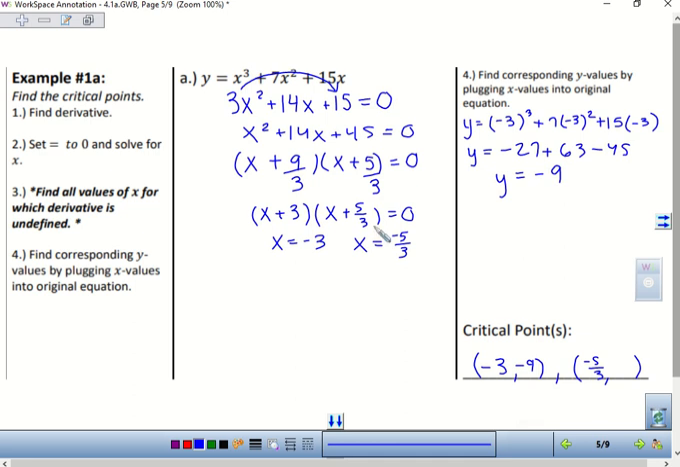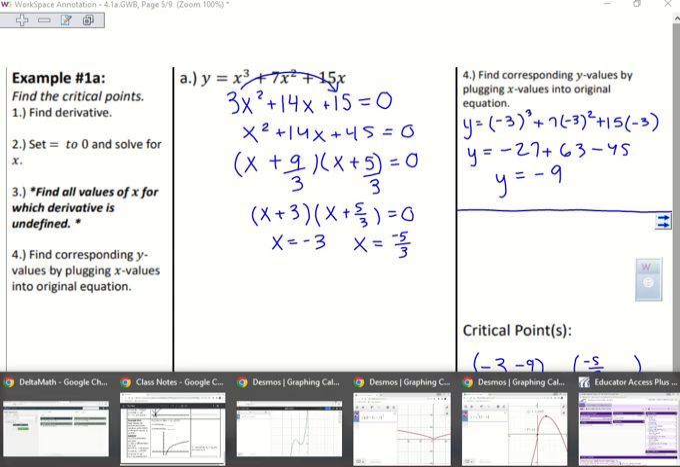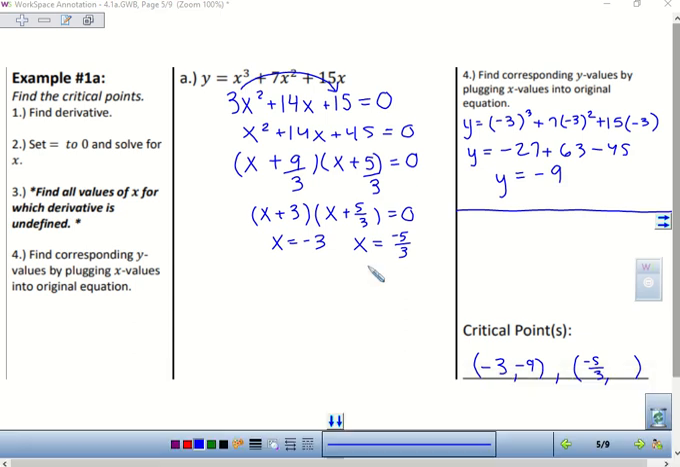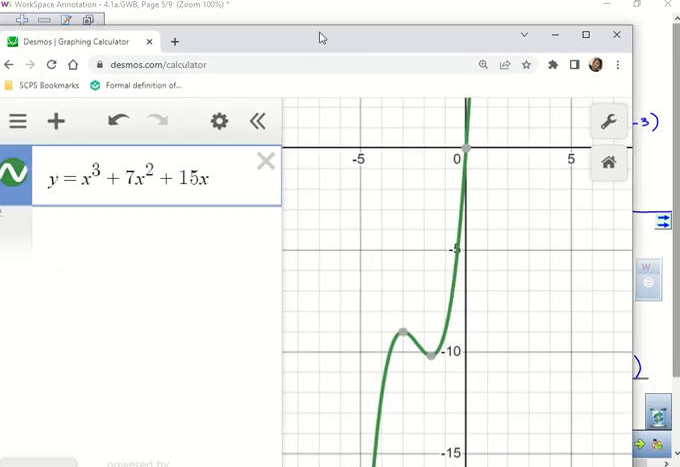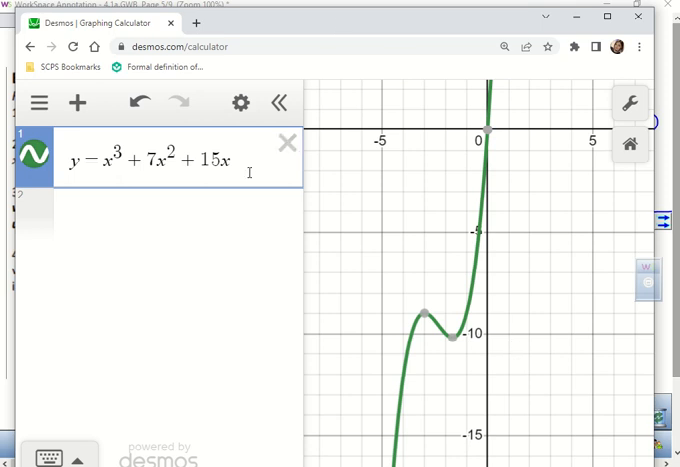Now the other one, you all have the skills to plug this in, right? Negative 5/3, it's just kind of gross. So we're not going to actually plug it in because we're just going to look at the Desmos graph because I don't want to waste time on plugging stuff in here because you guys know how to do that. So as you can see here, I've graphed this on Desmos, the actual equation.